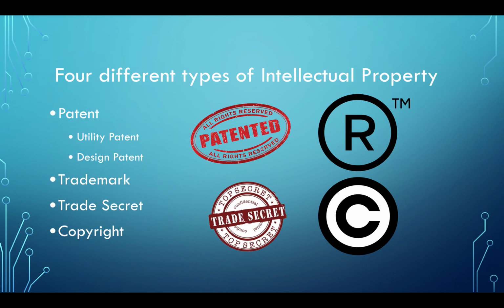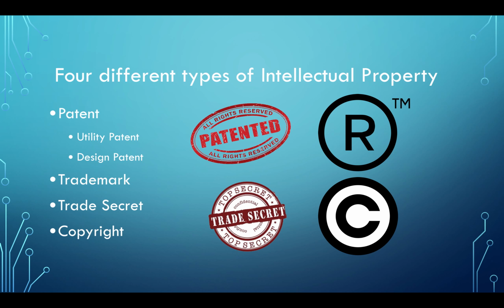Patent is the right to exclude others from making your product. However, you must disclose how you created said product. After patent runs out, people will have the ability to create your product as they wish. There are two different types of patents: utility patent and design patent. Utility patent protects the way a product works, while design patent protects the way a product looks.